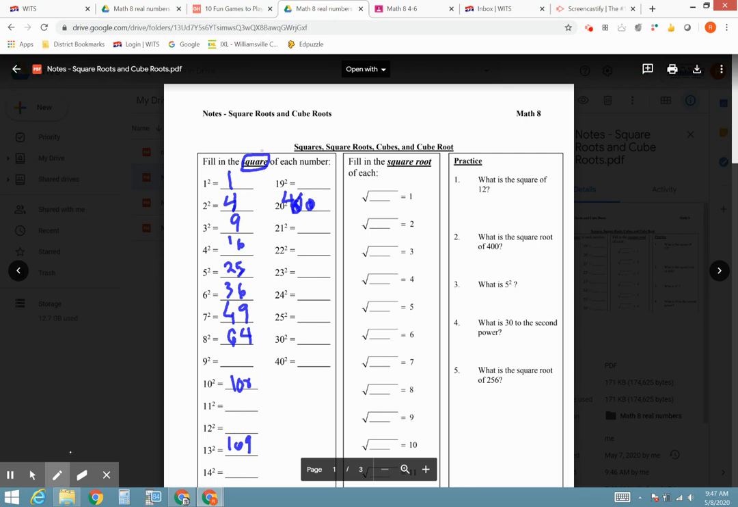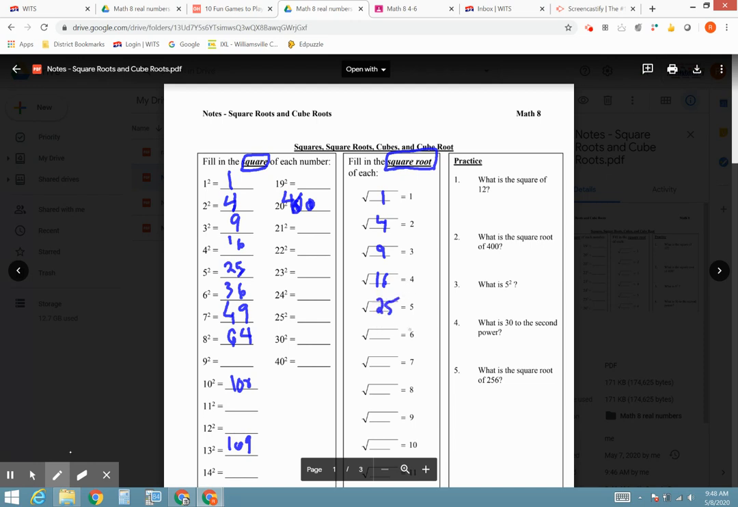So those are squares. In math, we always have a forwards and a backwards, or a do and an undo. So a square root, we already talked about in Pythagorean theorem, is how we undo a square. So the square root of 1 is 1. The square root of 4 is 2. The square root of 9 is 3. The square root of 16 is 4. The square root of 25 is 5.